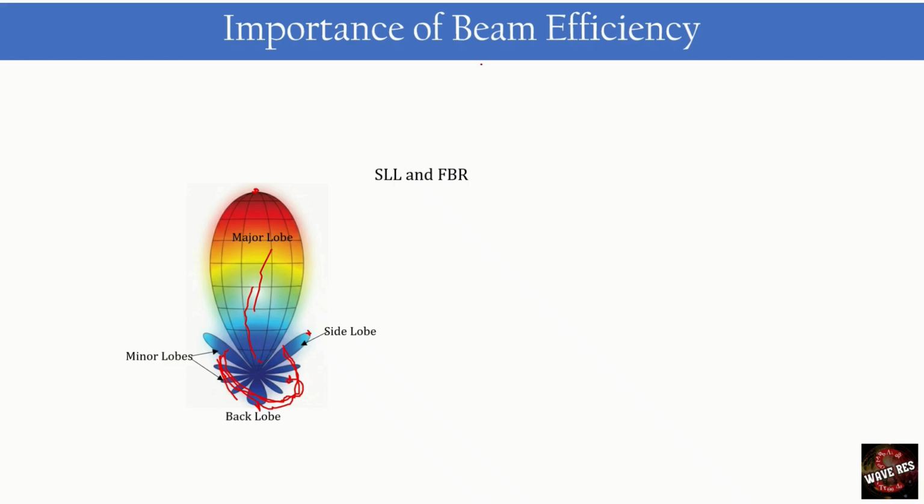For that, we use the parameter known as the beam efficiency. In the case of beam efficiency, it considers the 3D pattern, the 3D major lobe and the 3D minor lobes. Our next video will explain the beam efficiency.